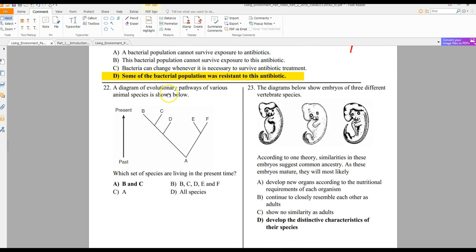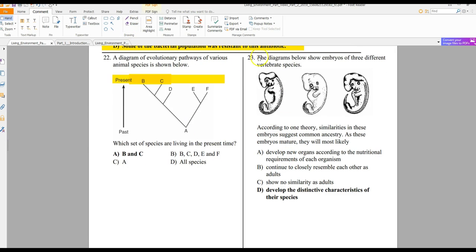Next question. The diagram of evolutionary pathways of various animal species is shown below. Phylogenetic trees. Which set of species are living in the present time? Only B and C. This is a line of present day. D, E, and F went what? If they're not up here, what happened to them? They became extinct. Moving on.